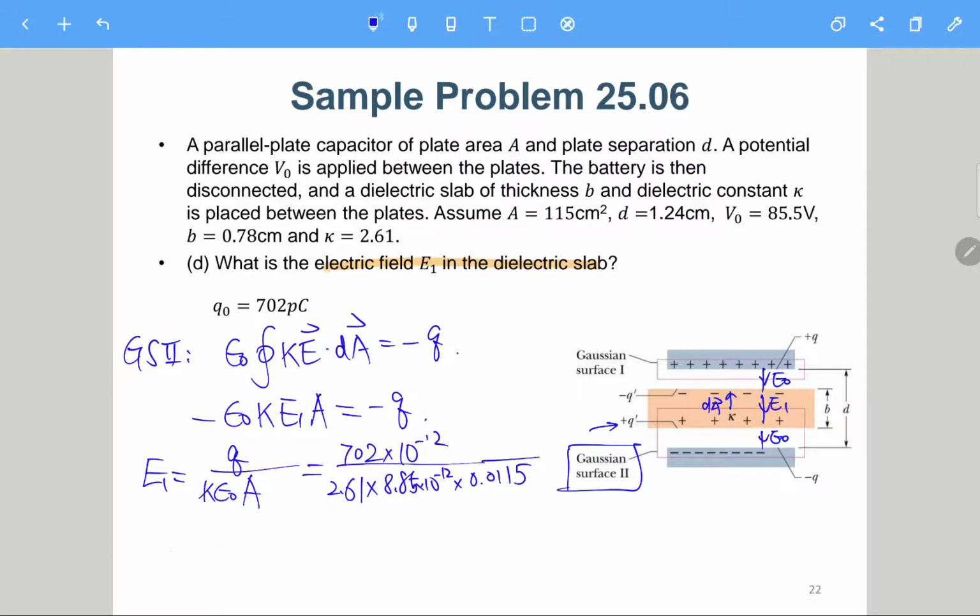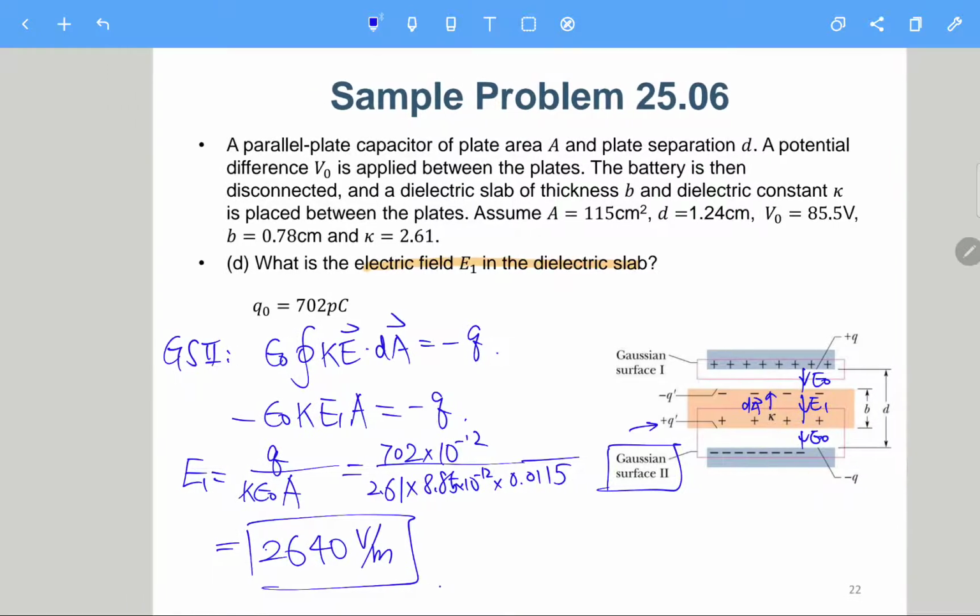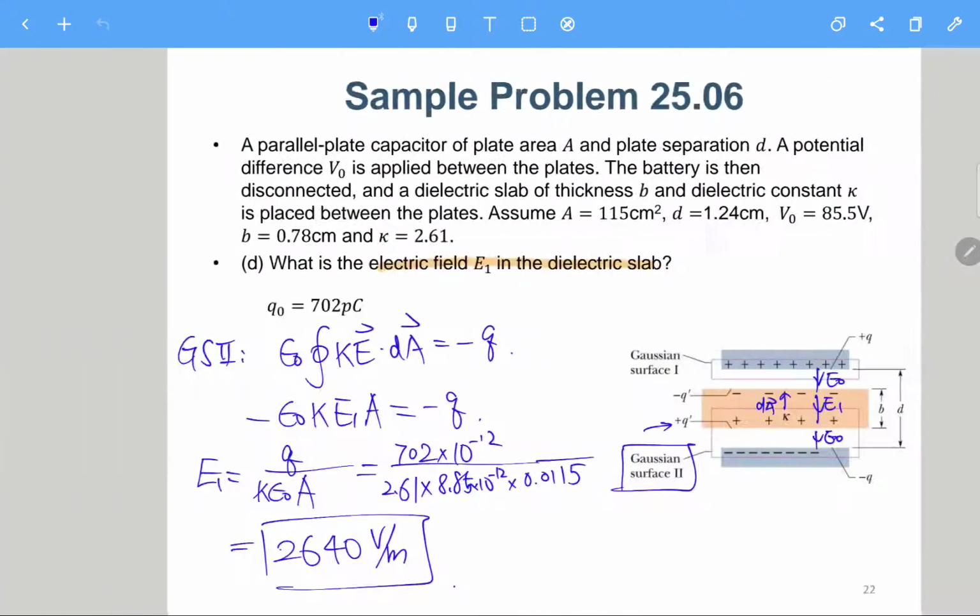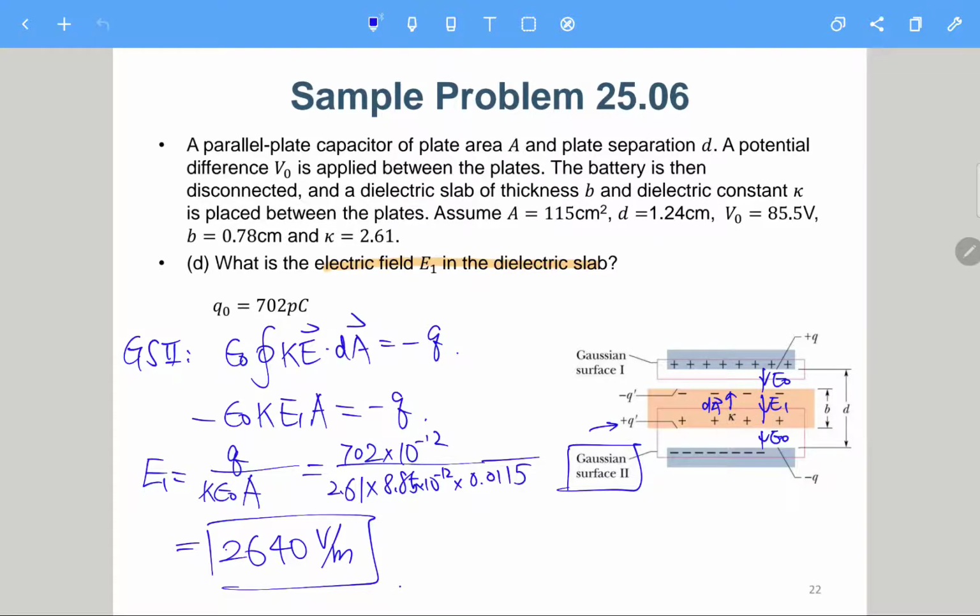So E1 is much smaller, which is 2640 volts per meter. So much smaller, or 2.6 times smaller. This is 6,900. This is 2,640.